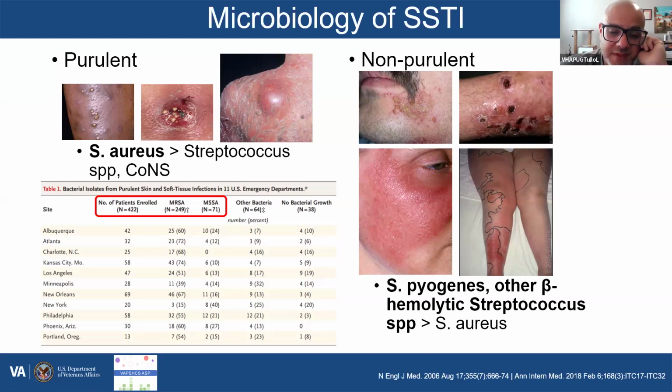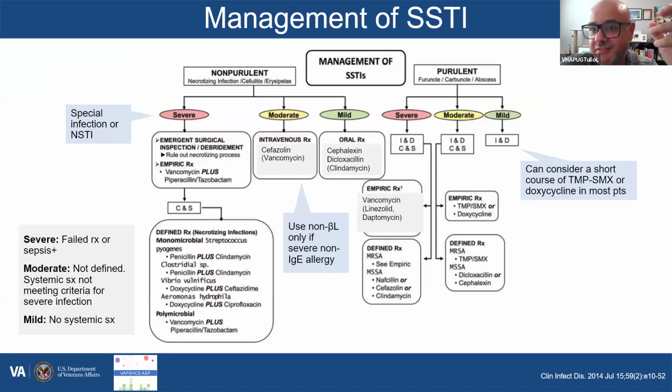So again, guidelines for these, right? The treatment of these depends on the type of SSTI, purulent or non-purulent, and the severity of infection, which is mainly based on previous treatment and the presence of systemic symptoms. So in general, patients with a purulent SSTI will get antibiotics targeted against MRSA. So things like Bactrim, Doxy, vancomycin. And patients with non-purulent SSTIs get antibiotics targeted against strep pyogenes or group A strep. So Keflex, dicloxacillin, or cefazolin.